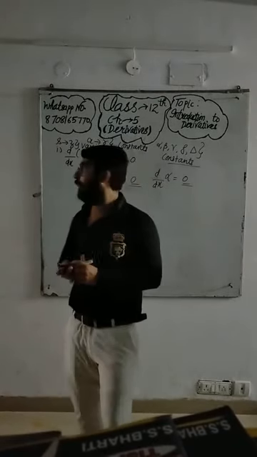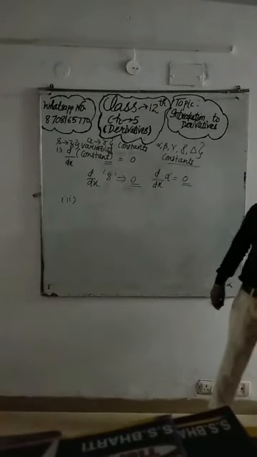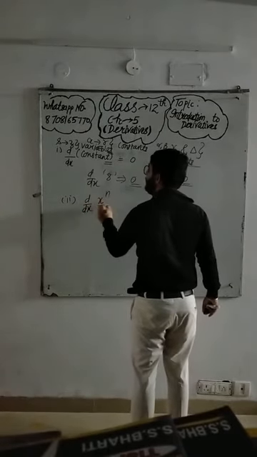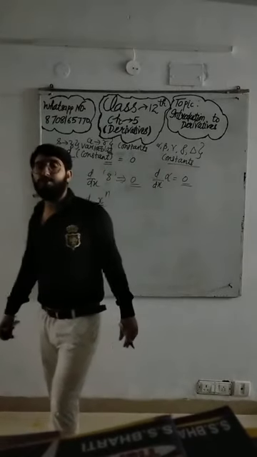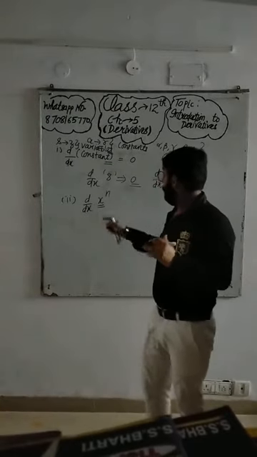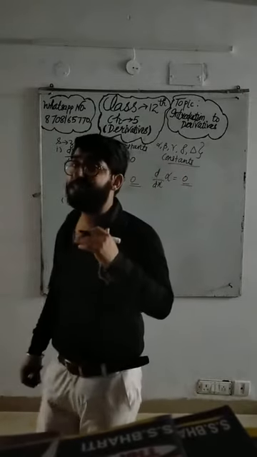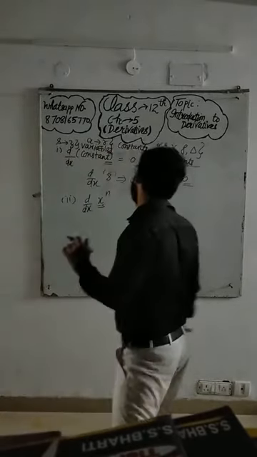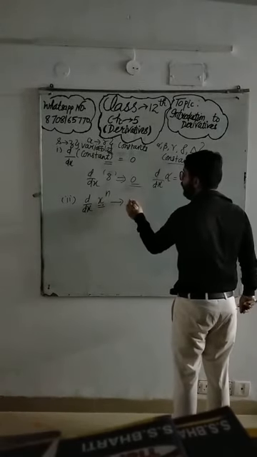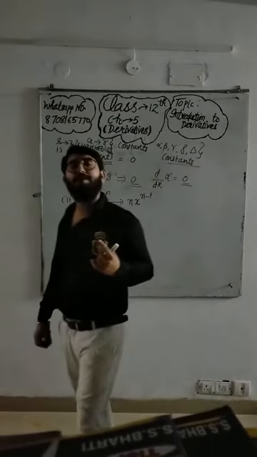Now the second one I am taking is a variable raised to the power of a constant. x is treated as a variable and n is a constant. Whenever there is a constant in the power of a variable, how will you differentiate it? You will observe that the power comes down and the power is subtracted by 1.